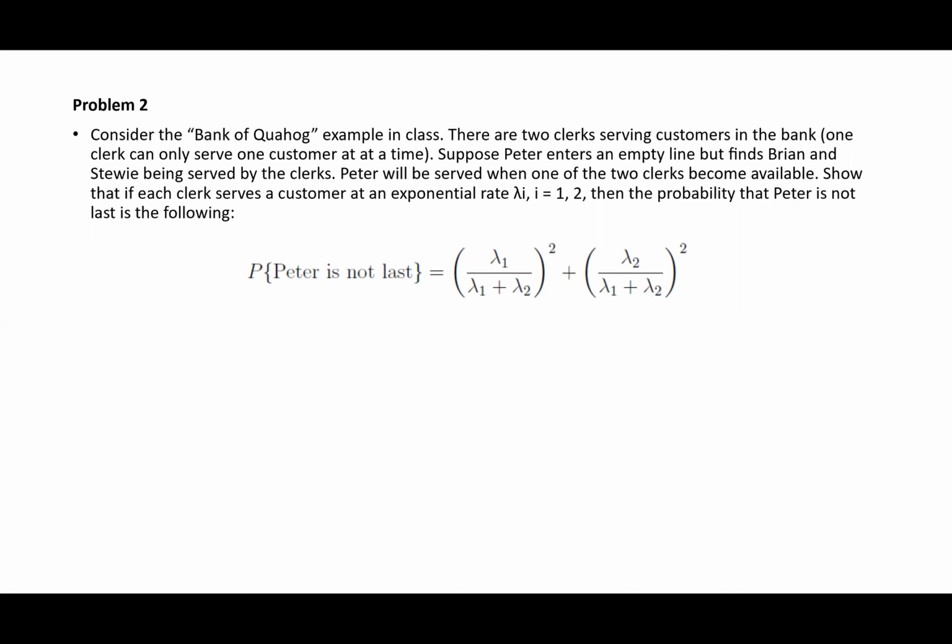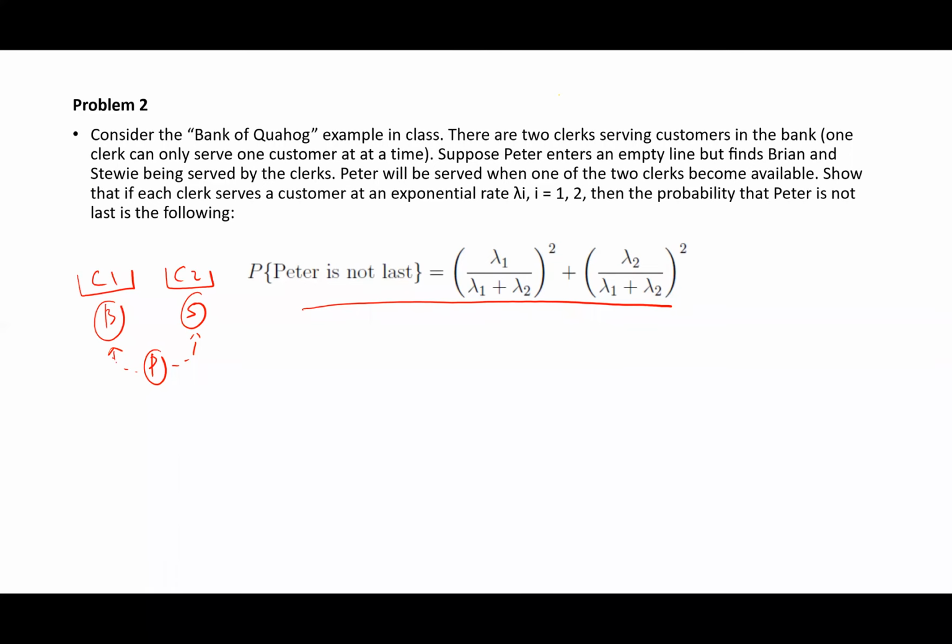So let's again draw the diagram. I want to call this clerk 1, this clerk 2. I have Brian and Stewie, so Brian is over here, Stewie's over here, and Peter can go to either line, whichever becomes free. I want to show that the probability that Peter is not last is given by this expression. So let's think about how we're going to approach this problem.